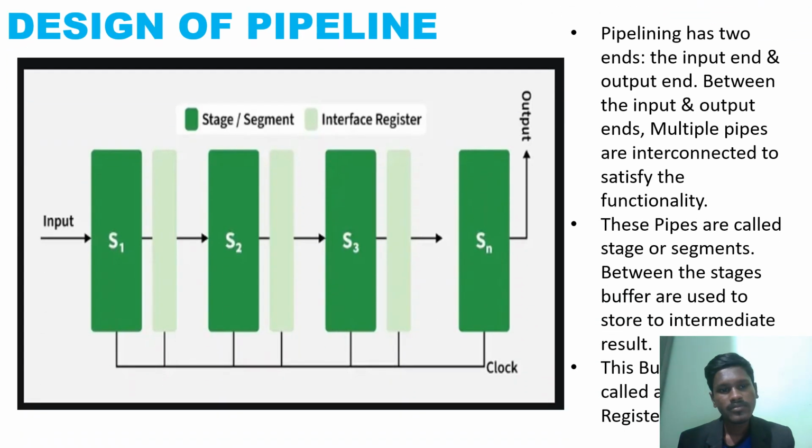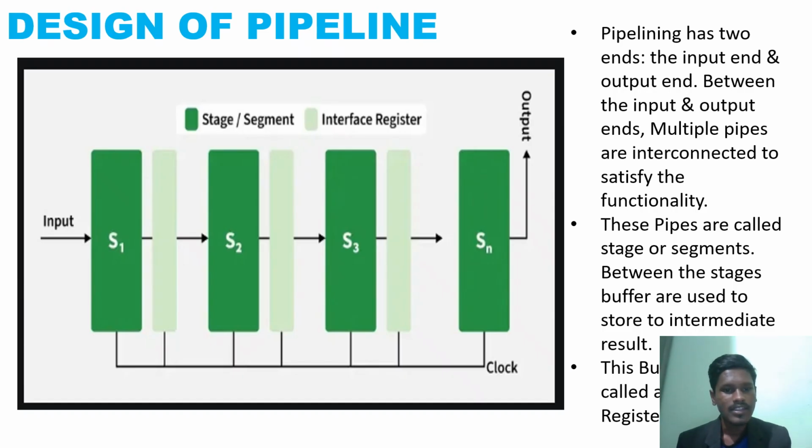So this is the design of the pipeline. Pipelining has two ends, the input end and the output end. Between the input and the output, it has multiple pipes which are interconnected, satisfying the functionality. These pipes are called segments. Between them, buffers are used to store the intermediate result. This buffer is also called a pipeline register.